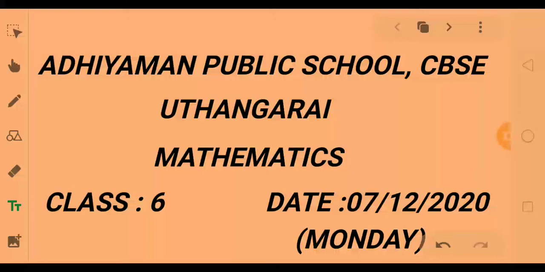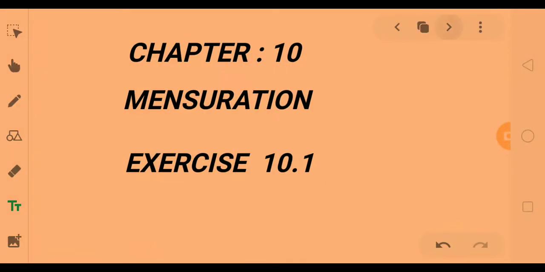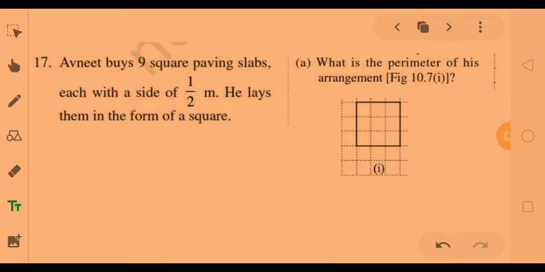In today's session, we shall discuss the perimeter and also we will start a new topic, area. So let's get started. First, we will discuss the remaining problems in exercise 10.1. Then we will move on to the next topic, that is area. So let's solve the 17th question.